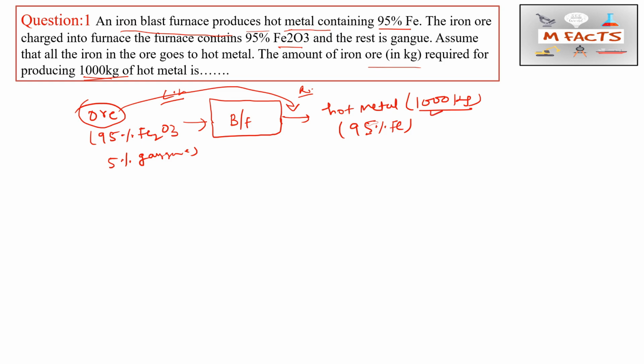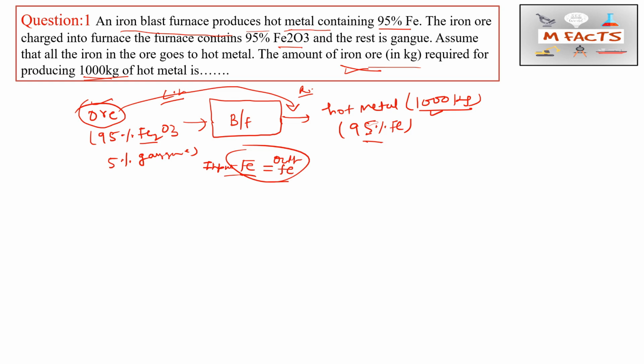So now, for getting the amount of iron ore, what we will do is balance the Fe. Why? Because this iron ore contains Fe, and this hot metal also contains Fe. So what is in input and what is in output for Fe, we will write this way. Input Fe is equal to output Fe. We will balance the Fe.